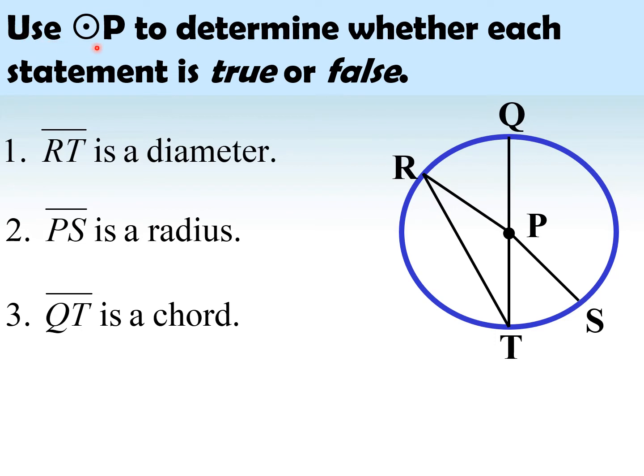Now, we are going to use circle P to determine whether each statement is true or false. So RT is a diameter. So it is a false statement. PS is a radius. Correct. It is true. And QT is a chord. So we all know that diameter is the longest chord, so therefore this is true.